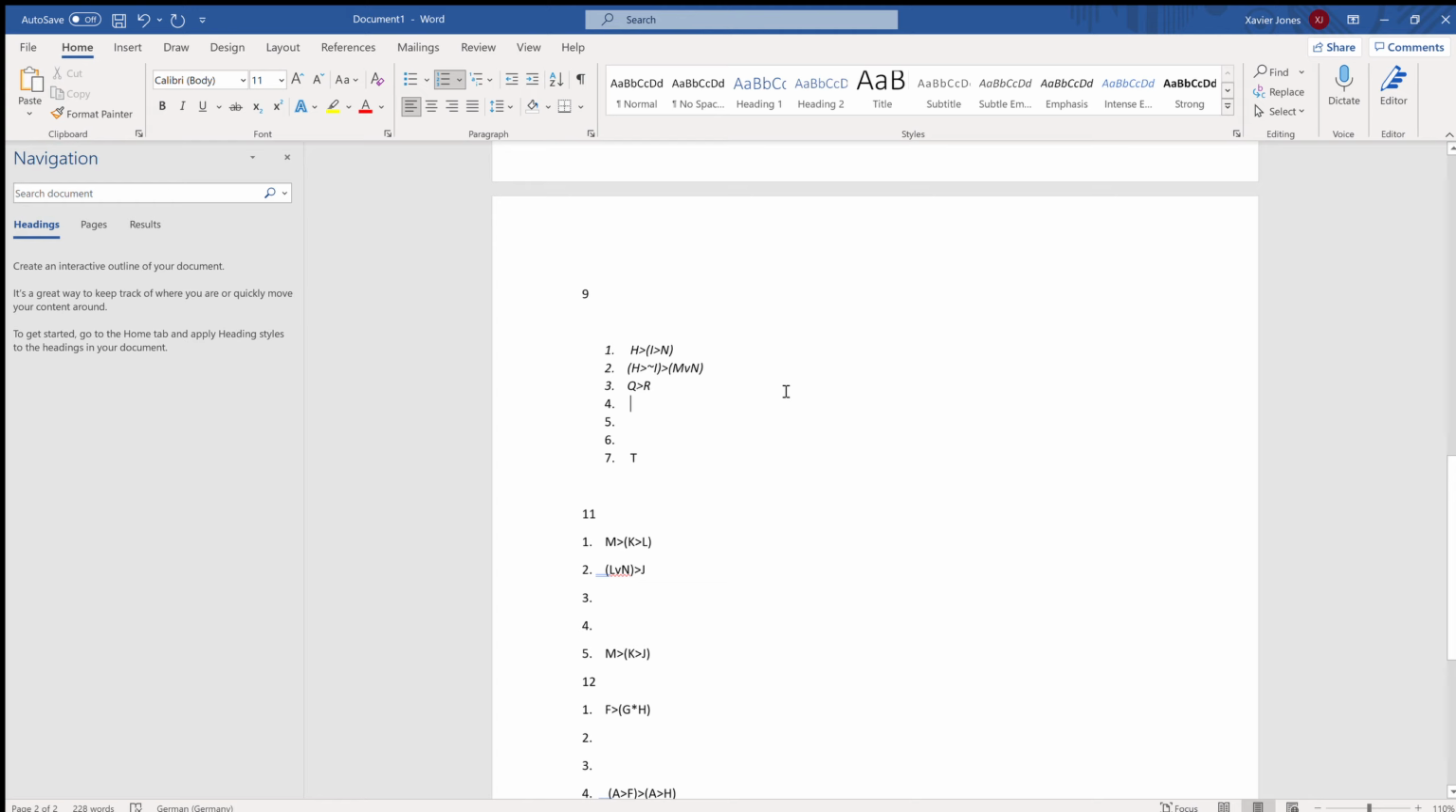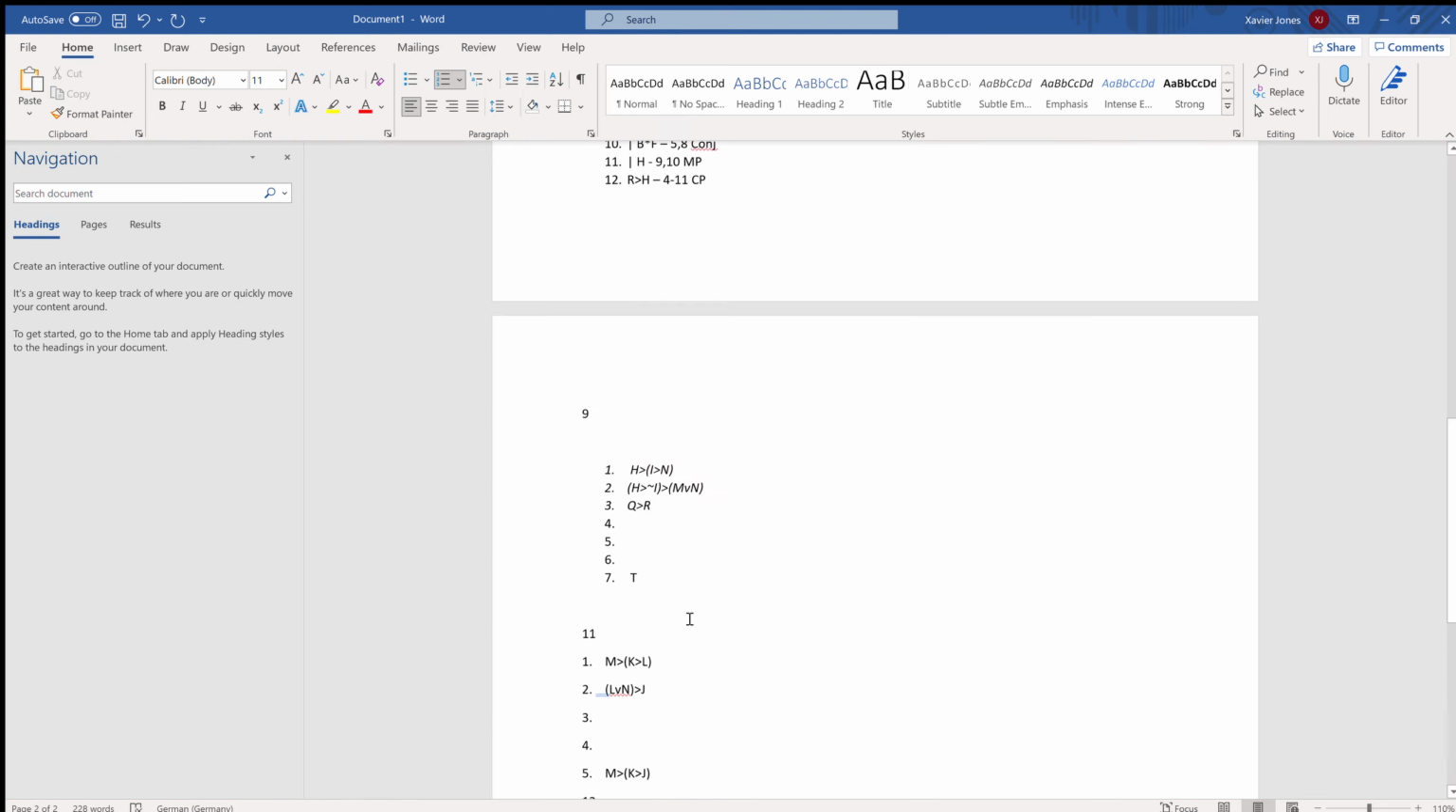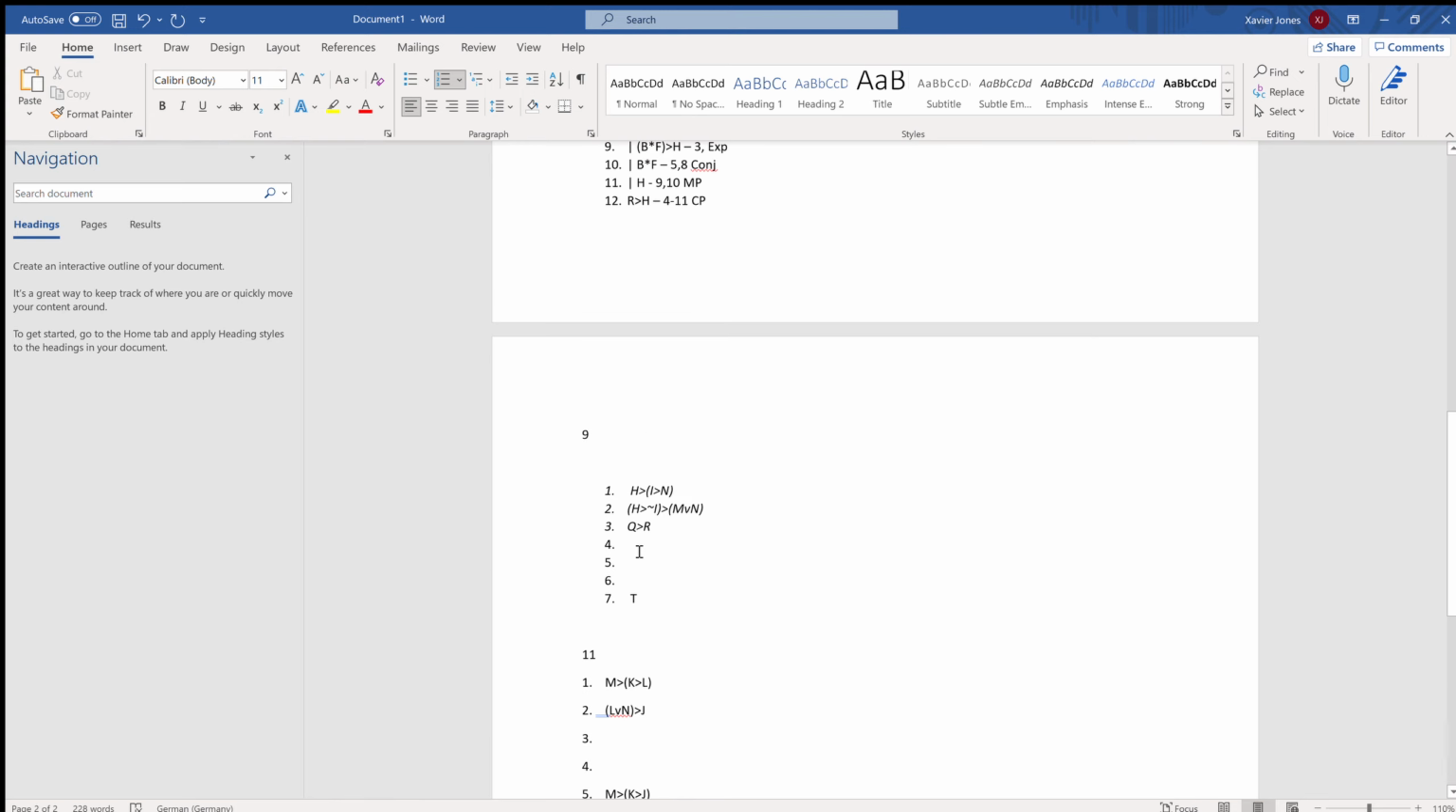Number 9. If H, then I, then N. If H, then not I. If H, then not I, then M or N, and Q or R. And our goal is T. Not if something then T, it's just straight up T. Okay? This one's going to be interesting.